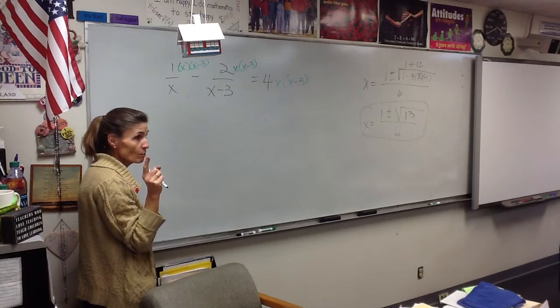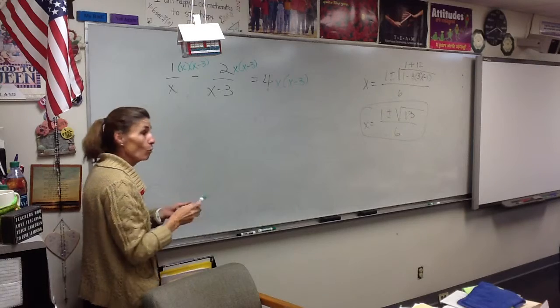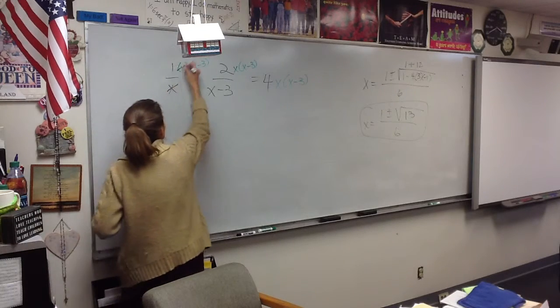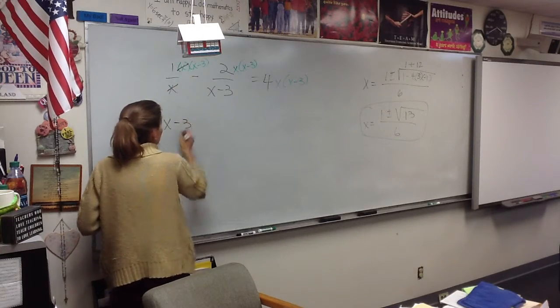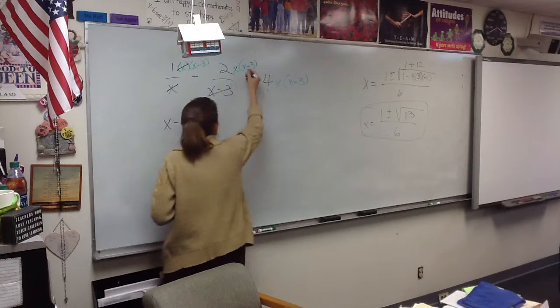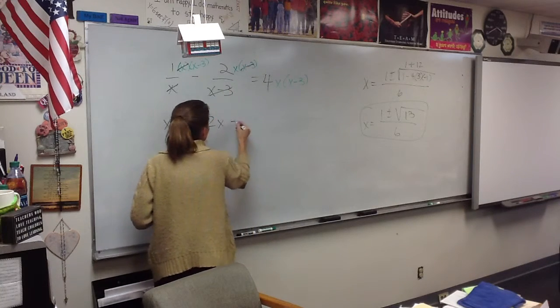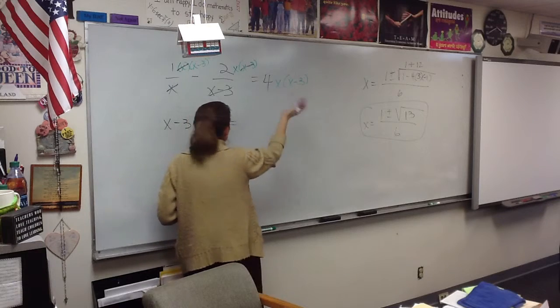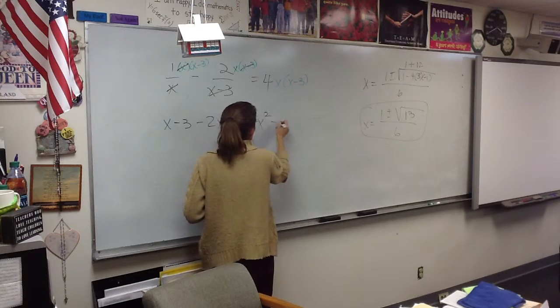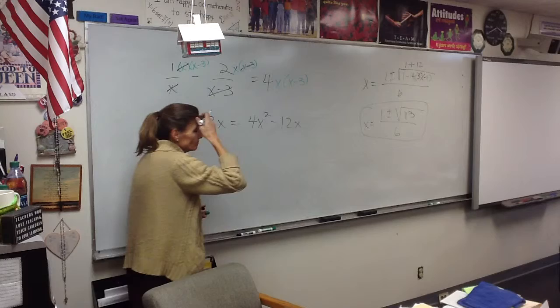So far, so good, everyone? All right, the whole purpose is to cancel. This cancels and leaves me with x minus 3. This cancels and leaves me with minus 2x. That does not cancel, it's just a distribute problem, and I have that.